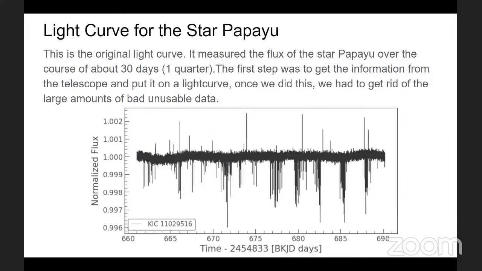But the graph below shows the light curve that we made first, and it goes over the course of 30 days. It'll show the flux of the star over the course of 30 days, also known as a quarter.